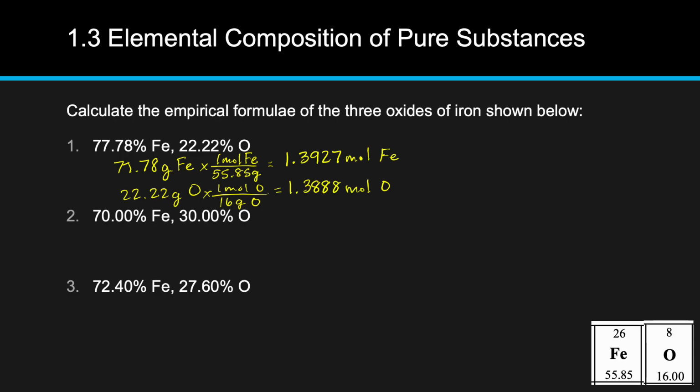So when we do that math, we end up getting 1.39 for both. So when we divide it by the smallest, which is 1.3888, we're going to get 1 for each of those. And since they're already in whole numbers, we can just go ahead and assign the formula, which would be 1 iron and 1 oxygen. So now I want you to take the time to do 2 and 3 on your own and pause the video, and then once you play it, I will show you the key.